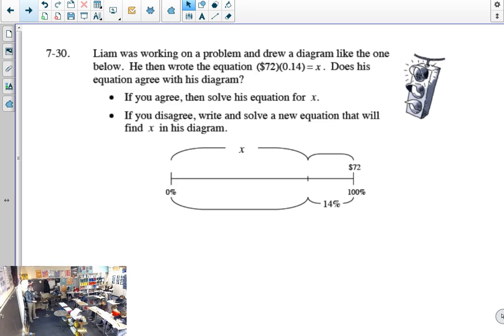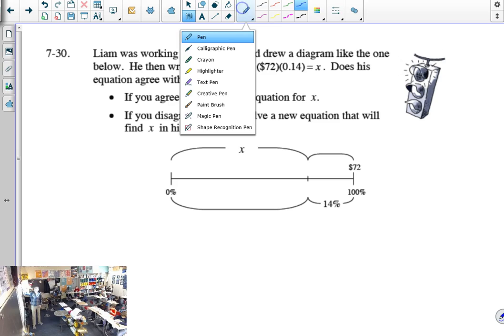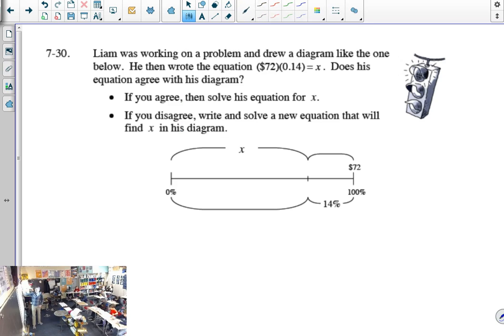If the entire bar that we're seeing is 100%, and we're going to remove 14%, what percent is left? Simple. 100 minus 14. 86, right? 96. Don't forget the bar.